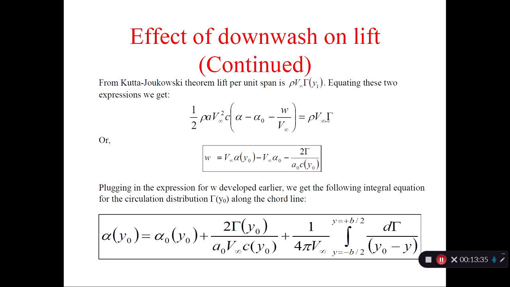Now I can bring the W to one side, take everything to the other side, I get this relationship. Rho cancels out, one of the V infinity cancels out, 2 goes to the other side, that's why you get 2 gamma. A naught and C go to the denominator. W stays on one side, alpha naught goes to the other side. So this is what we have gotten.